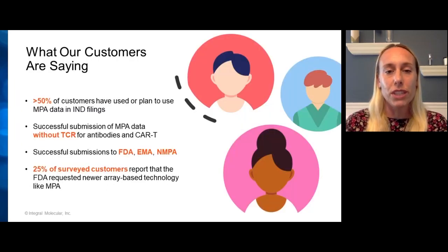So let's look at some real-world data and how our customers are using the MPA right now. We surveyed our customers and found that about half of them, right around 50%, have used or plan to use the MPA data in their IND filings. We've had numerous successful submissions of MPA data that did not include TCR for IND applications of antibodies and CAR T cells. We've had many successful submissions to the FDA, but also the EMA and NMPA. And about 25% of the customers that we surveyed reported that the FDA directly requested a newer array-based technology like the MPA.